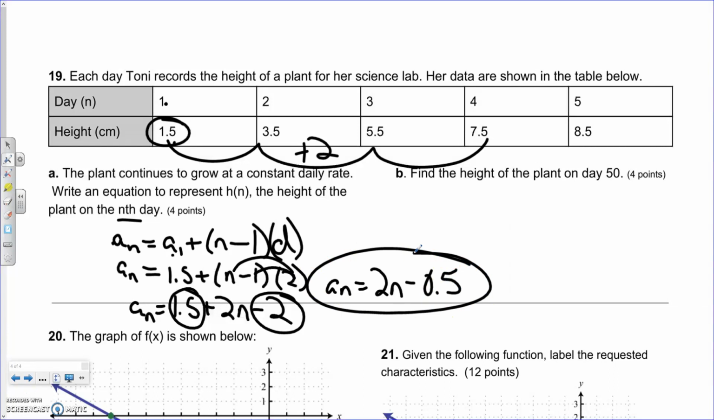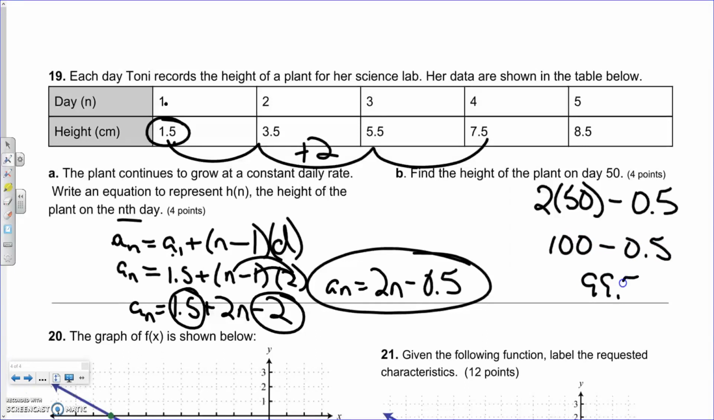B just says to find the height of the plant after the 50th day. Well, you'll have a calculator on this part. So all I would do is take 2n and change n to 50, and then do minus 0.5. So that's easy. 2 times 50 is 100, and 100 minus 0.5 is easy math.